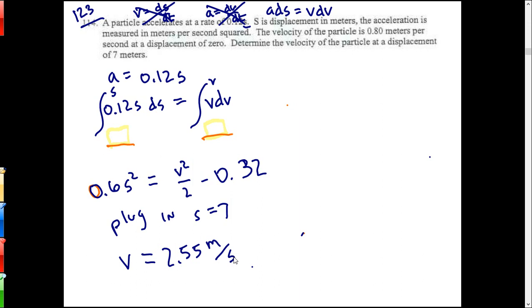Where does the 0.32 come from? The 0.32 comes from the limits. When you plug in the limits and work through that, you'll end up with that constant there. The 0.32 itself isn't one of the limits, but there's a number you put in for a limit that will get you down to that. 0.8 squared divided by 2, something like that.